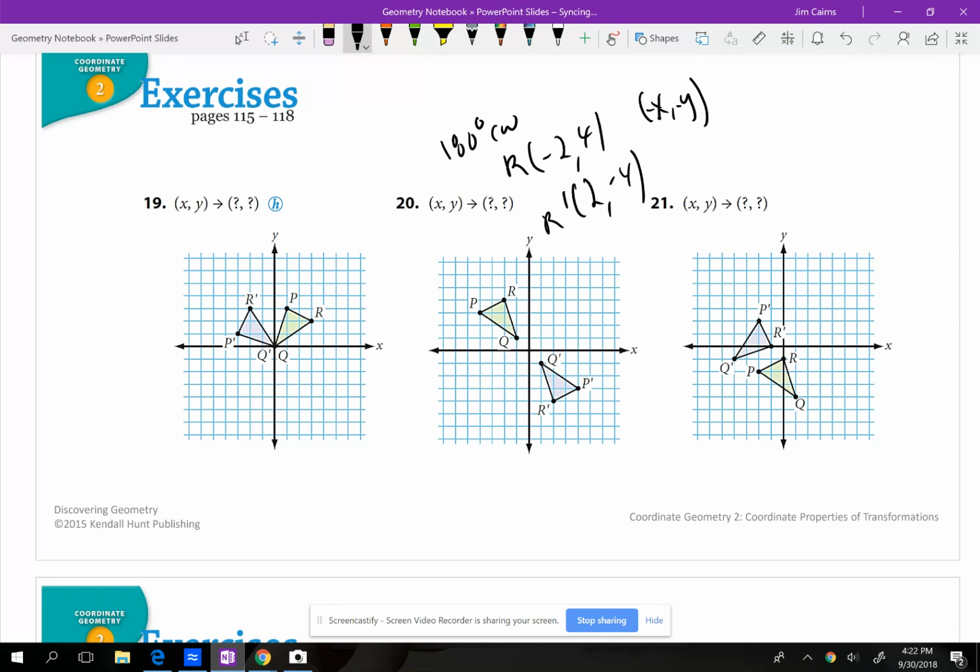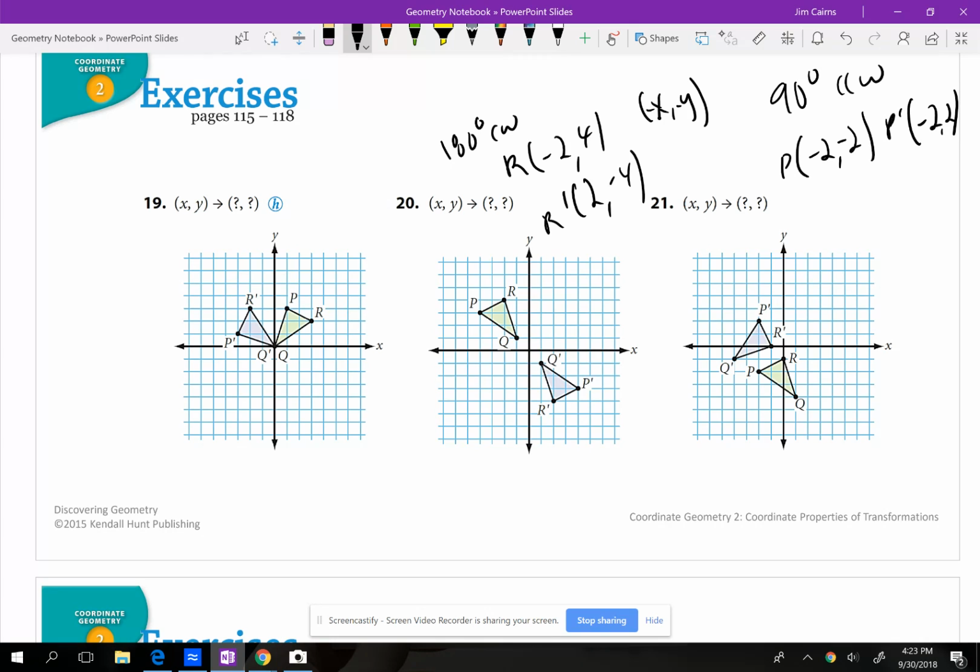21. Looks like some sort of a rotation. It's like 90 degrees counterclockwise. Let's look at how point P changes. So point P originally is minus 2, minus 2, and P prime is minus 2, 2. And just to make sure, they're both 2.